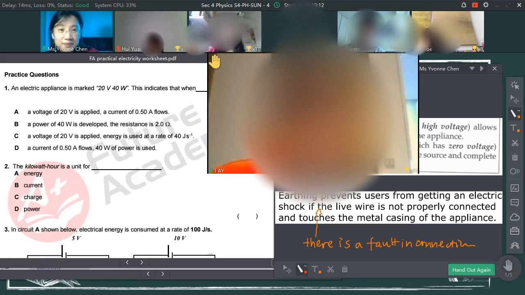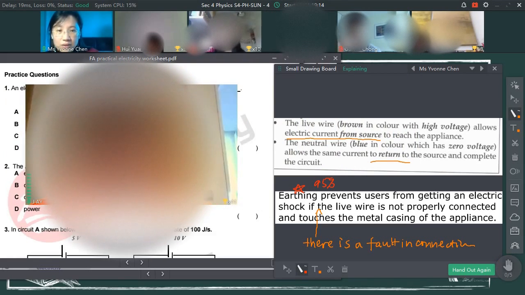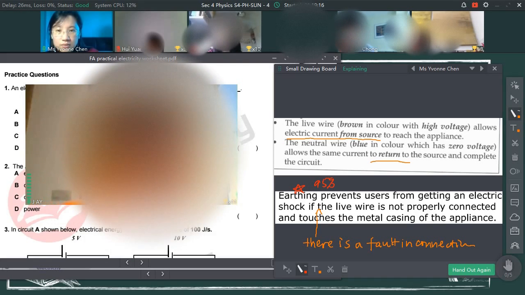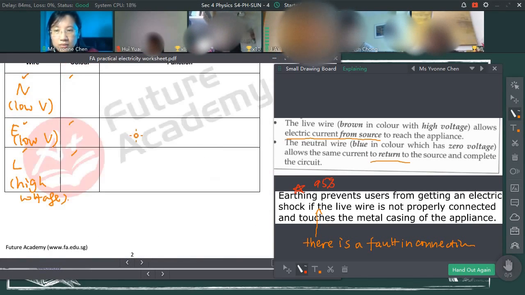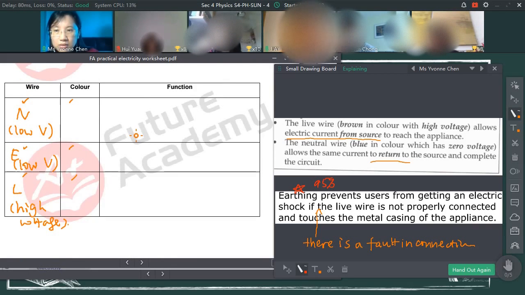Yes, Jonathan, what's your question? The answer said that neutral wire is zero voltage, but you wrote that it has low voltage. So is it zero or is it low? The low here means zero. Low is comparatively, you can say zero, okay.